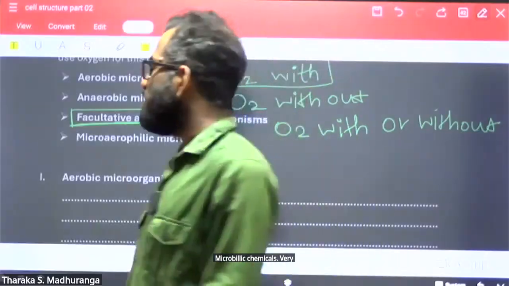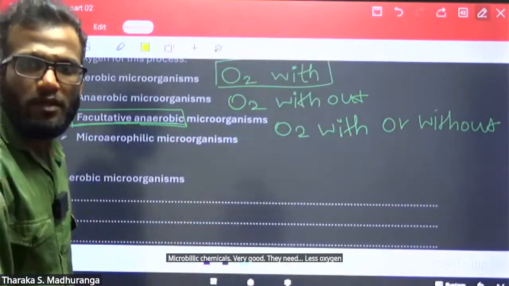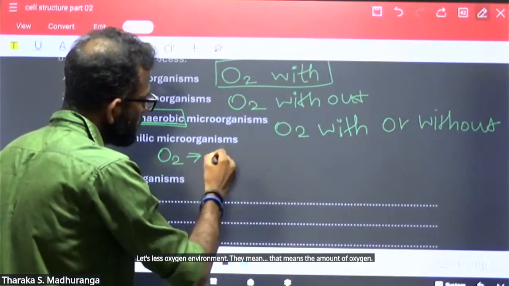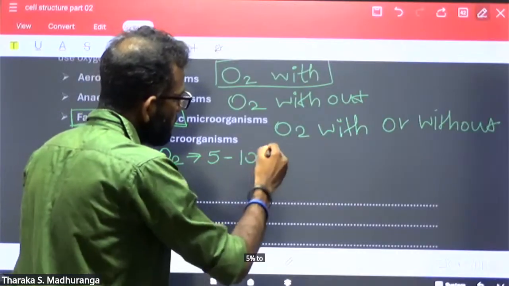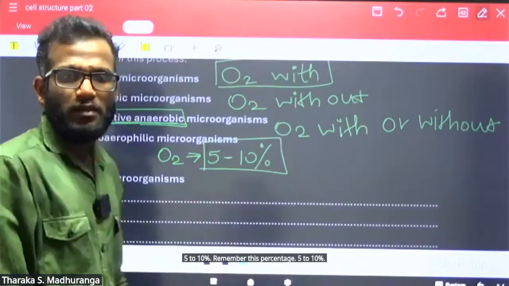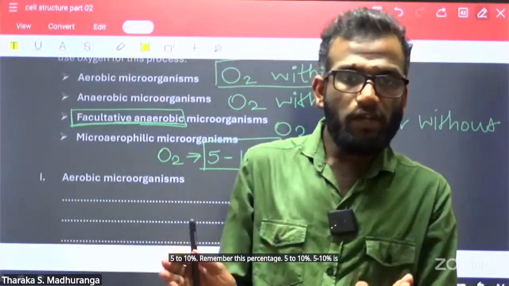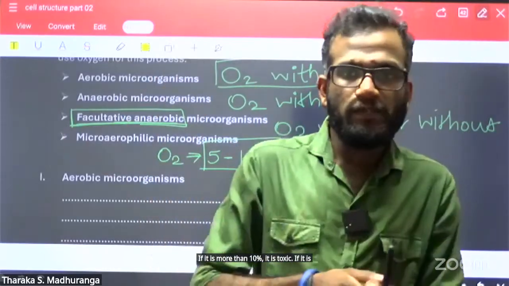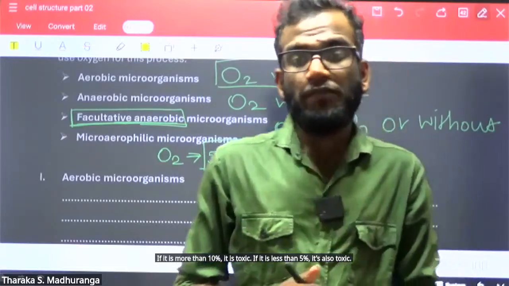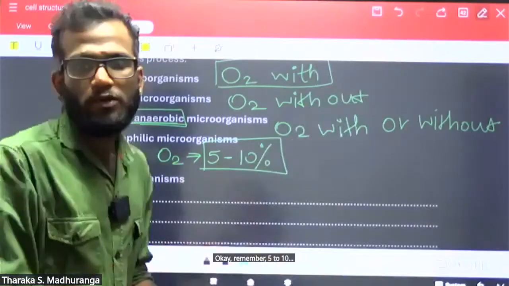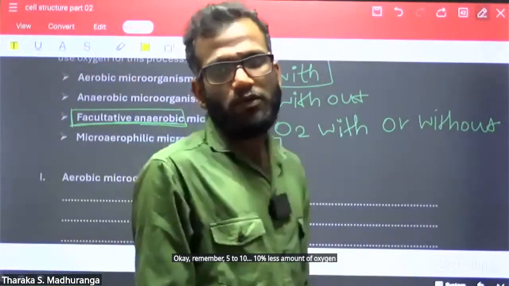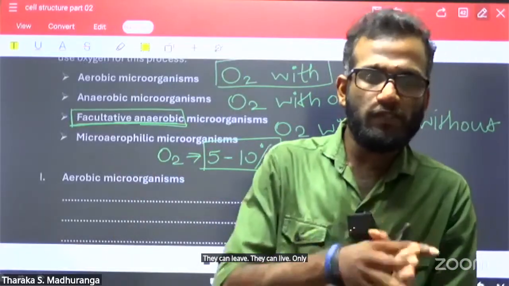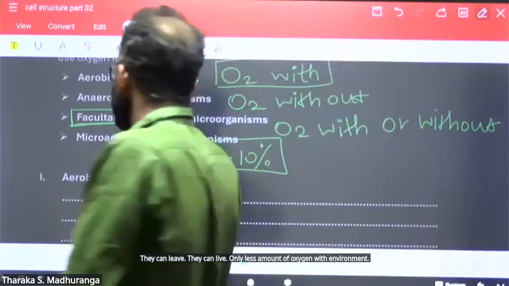Very good. They need a less oxygen environment. That means the amount of oxygen is 5 to 10%. Remember this percentage. 5 to 10% is required for their growth. If it is more than 10%, it is toxic. If it is less than 5%, it's also toxic. Only in a small amount of oxygen can microphilic microorganisms live.